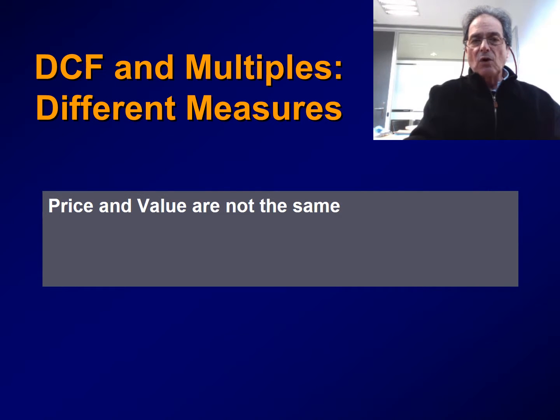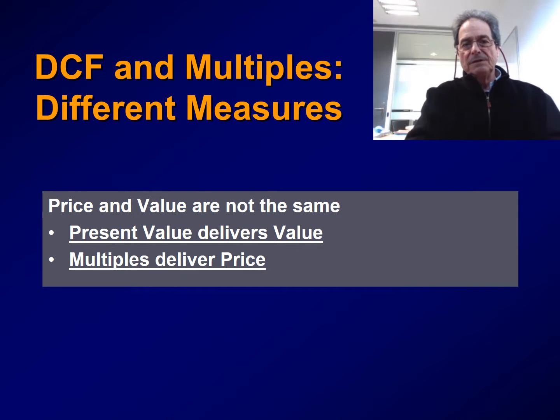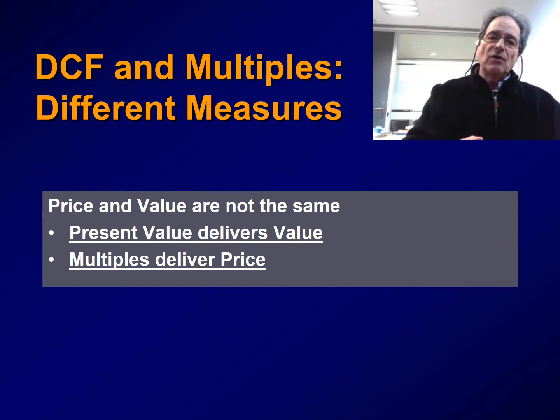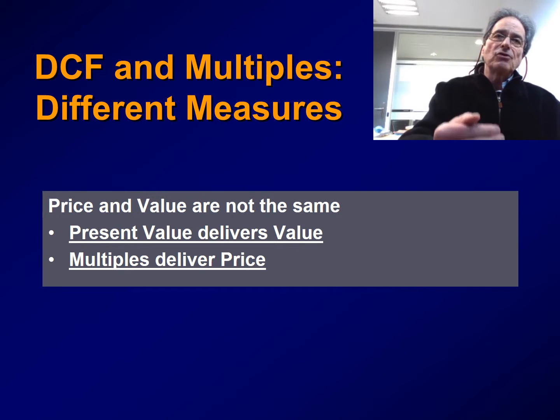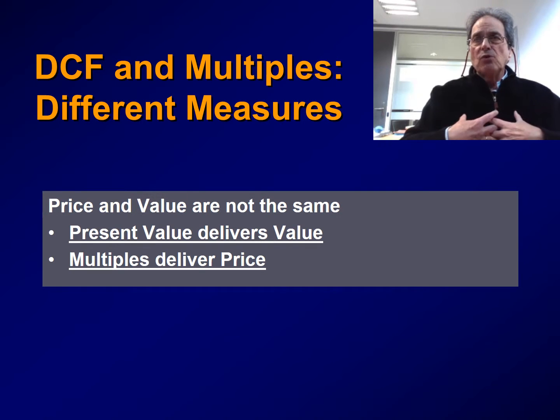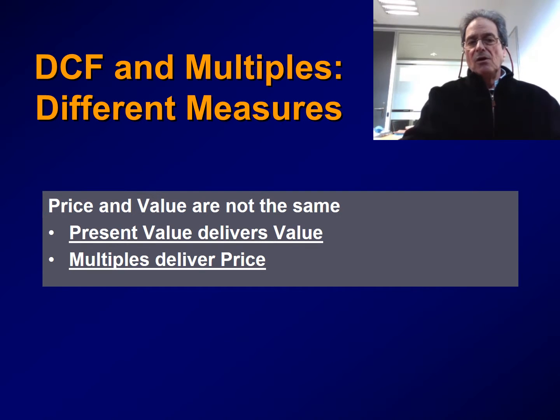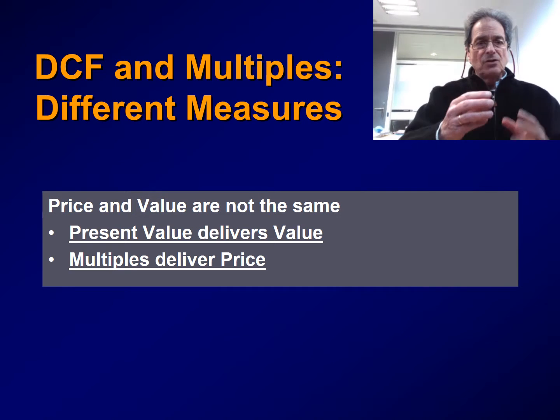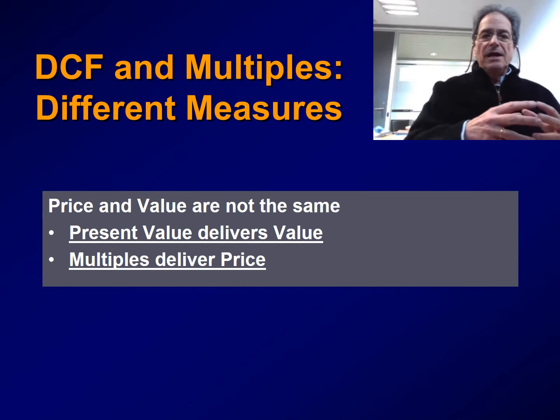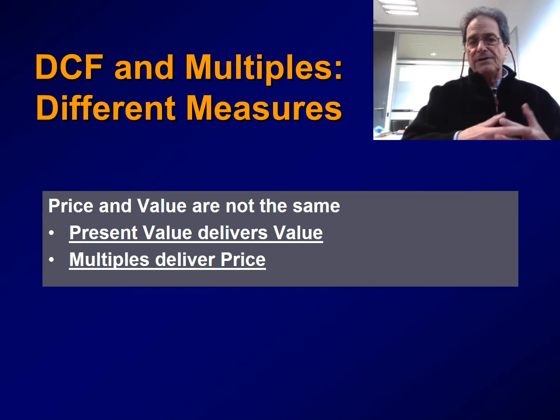Actually, discounted cash flow and multiples are different measures. Discounted cash flow, or present value, delivers value. Why? Because the discounted cash flow is based on the expectations of the person who is doing the valuation. So it's a subjective measure that gives us the value for the person who is doing the valuation. Whereas the multiples have nothing to do with the expectations of the person who is doing the valuation, or the analyst. Multiples are based on prices, on market prices. So present value and discounted cash flow give us value, whereas multiples deliver price.